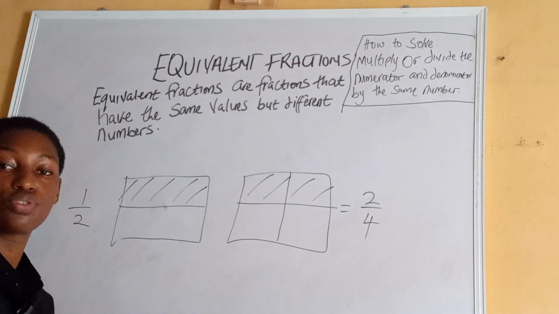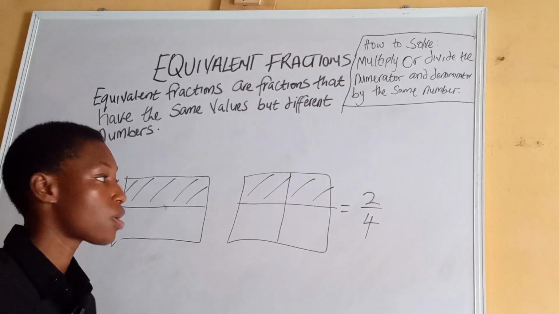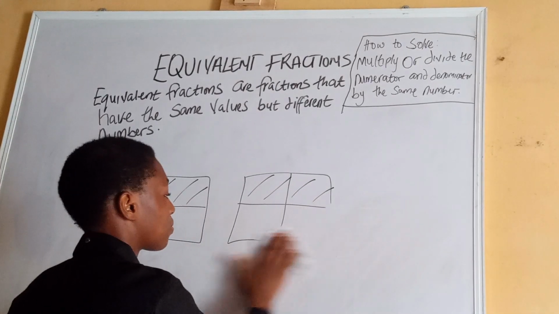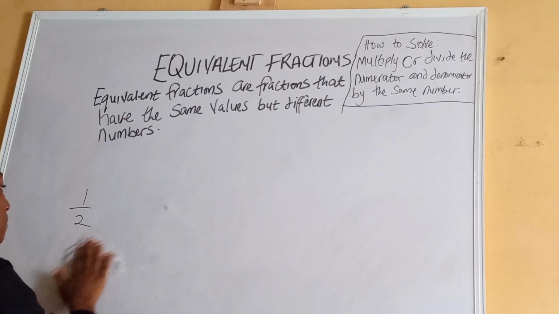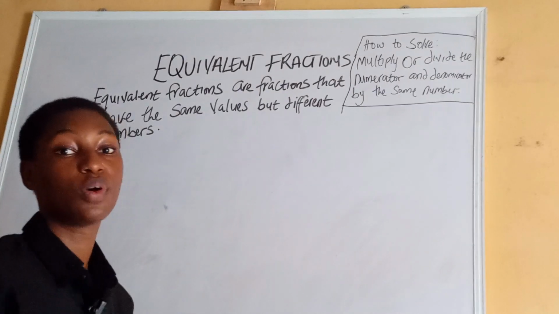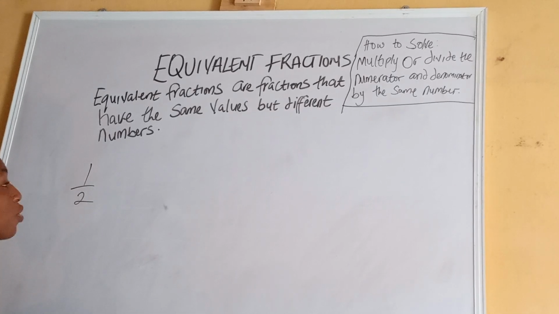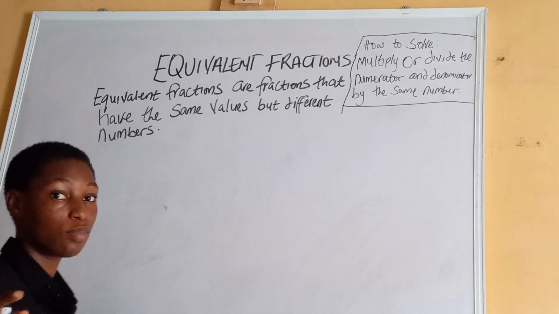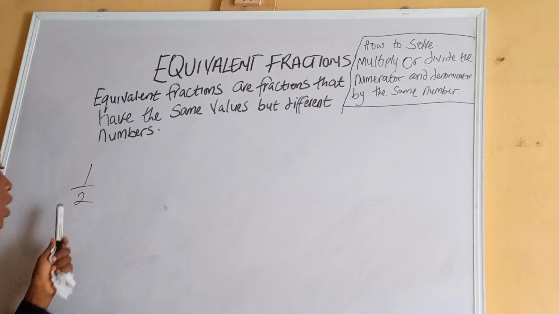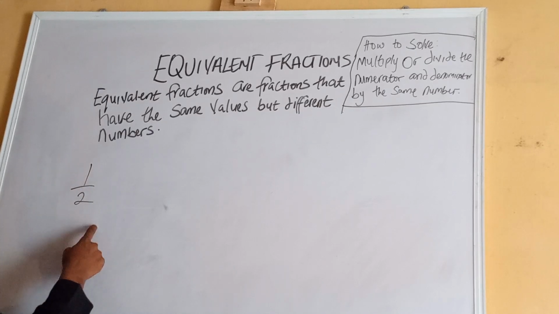So what do you do when you have these fractions alone without having diagrams to work them out? Let's go into that. And by the way, a number can have more than one equivalent. Let's look at 1 all over 2. Remember the rule is to multiply or divide the numerator and denominator by the same number. If I want to get more equivalents of this fraction, you just need to multiply both the numerator and the denominator by the same number.